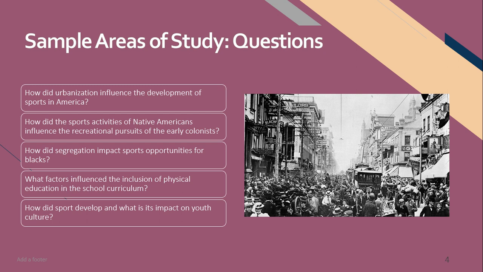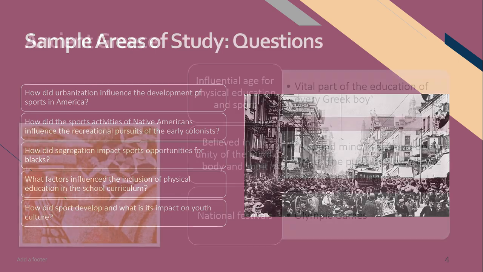Some of the questions sport historians may include: how did urbanization influence the development of sports in America? And how did segregation impact sports opportunities for blacks? As well as how did sport develop and what is its impact on youth culture?